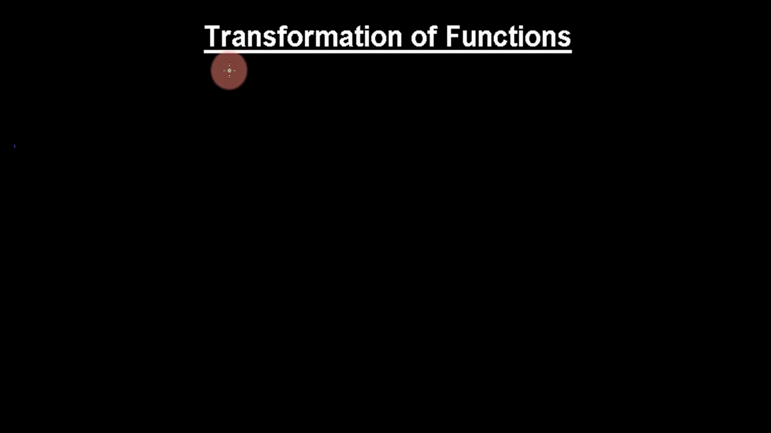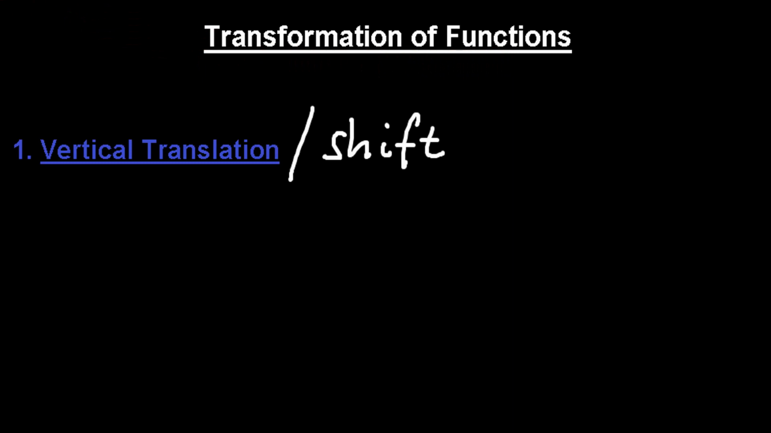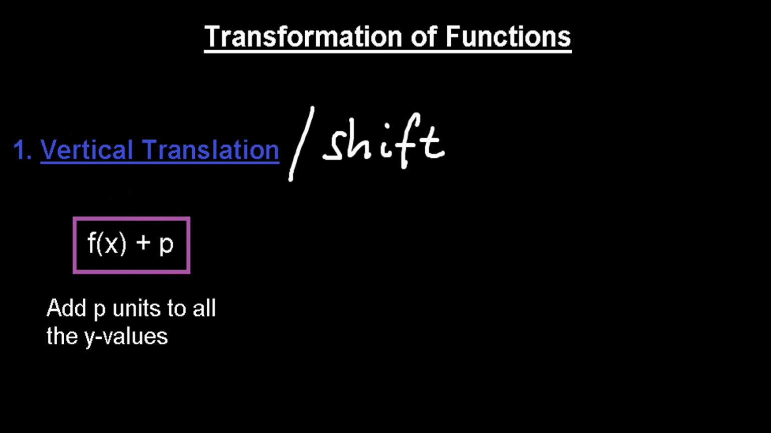So in this lesson, we want to look at the transformation of functions. And the first transformation that we want to look at is called a vertical translation or a vertical shift. This transformation has the form f of x plus p, where p can be negative or positive. Recall that f of x refers to the set of y values or output values. So under this transformation, we add p units to all our y's.